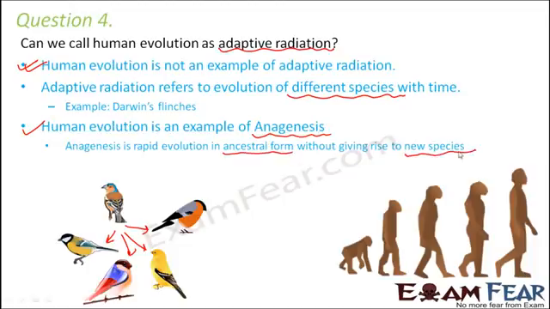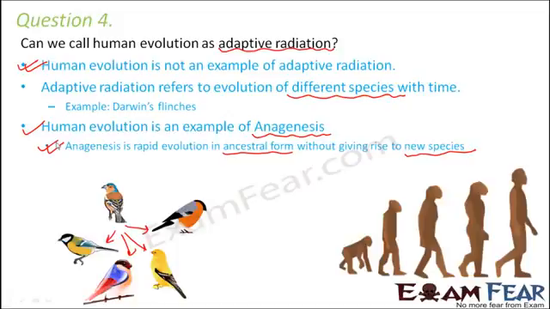So in anagenesis, what happens is that from the ancestors, changes keep happening and the entire structure and form keeps on changing, but it doesn't give rise to a new species. The species remain the same, it is just that it keeps on changing and gradually the ancestral form vanishes. The ancestral form becomes extinct and a new form exists. So that is why right now Homo sapiens exist. All the human beings that exist on the earth belong to Homo sapiens.